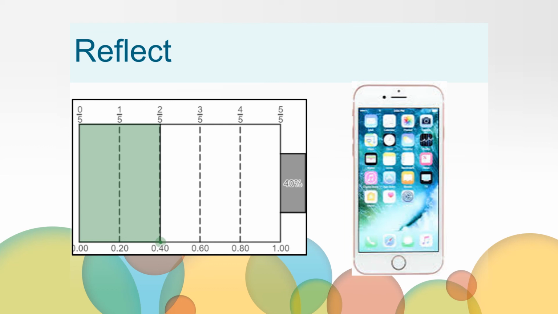Decimals, fractions, and percentages appear all the time in our everyday lives. In today's episode of Math Matters, we connected decimals and fractions to what we know about money. We connected percentages to our cell phone battery life. Today we explored real-world contexts using a variety of models, including area models, a hundredths grid, and a number line.